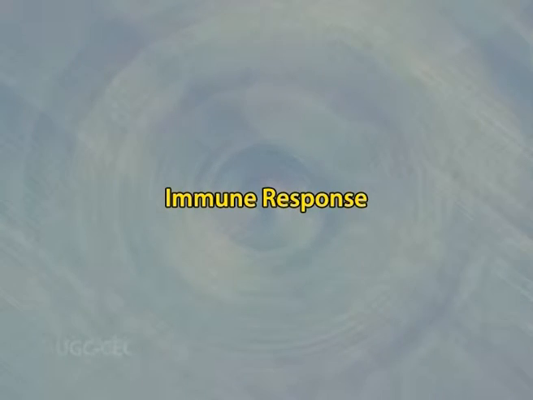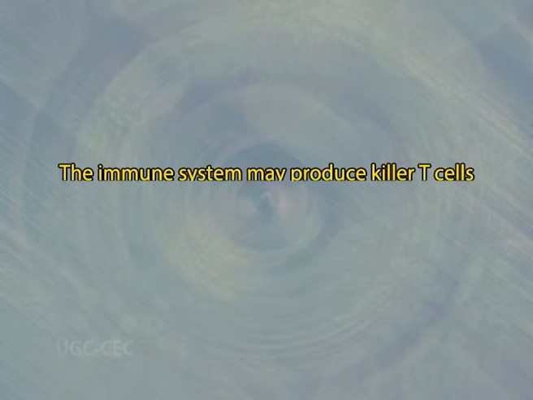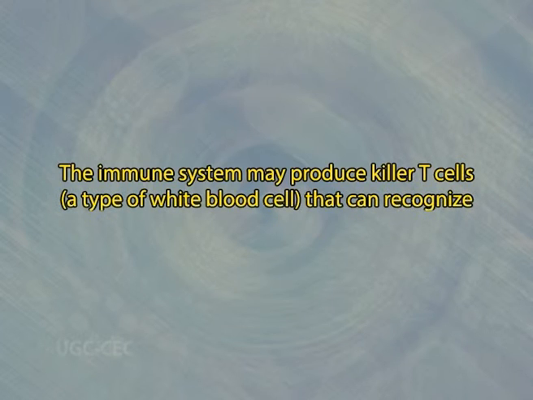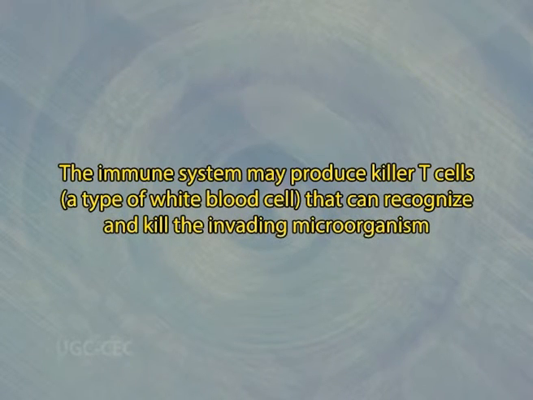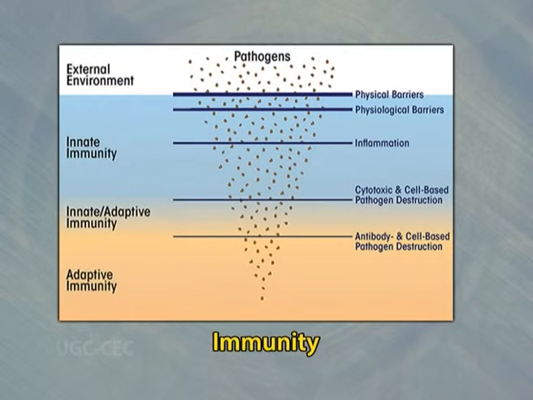Immune response. When an infection develops, the immune system responds by producing several substances and agents that are designed to attack the specific invading microorganisms. For example, the immune system may produce killer T cells, a type of white blood cells that can organize and kill the invading microorganism. Also, the immune system produces antibodies that target the specific invading microorganism. Antibodies attach to and immobilize microorganisms, killing them outright or helping neutrophils target and kill them.